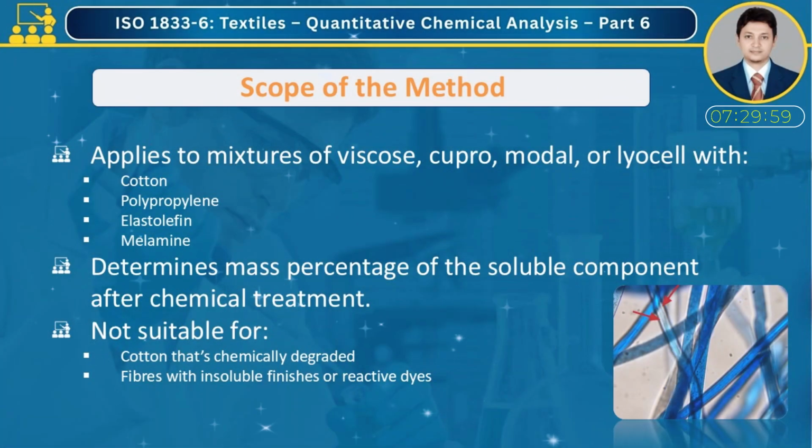Scope of the method. This method is applicable to textile mixtures containing viscose, cupro, modal, or lyocell fibers with cotton or with other specified fibers such as polypropylene, elastolefin, or melamine. It determines the mass percentage of each fiber type after selective chemical dissolution. However, the method is not suitable for materials where the cotton has undergone extensive chemical degradation or where the cellulosic component is incompletely soluble due to the presence of durable finishes or reactive dyes.